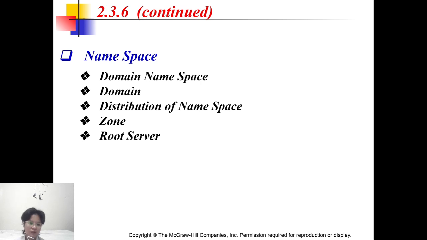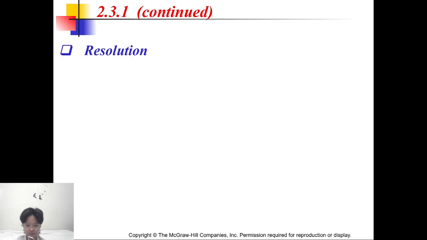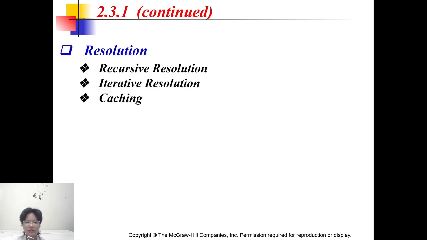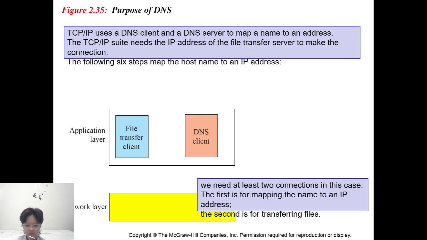Then the outline is: namespace, domain namespace, domain, distribution of namespace, zone, and root server, DNS in the internet, generic domain, country domain, resolution, recursive resolution, iterative resolution, caching, resource record, DNS message, encapsulation, registrars, DDNS, security of DNS.